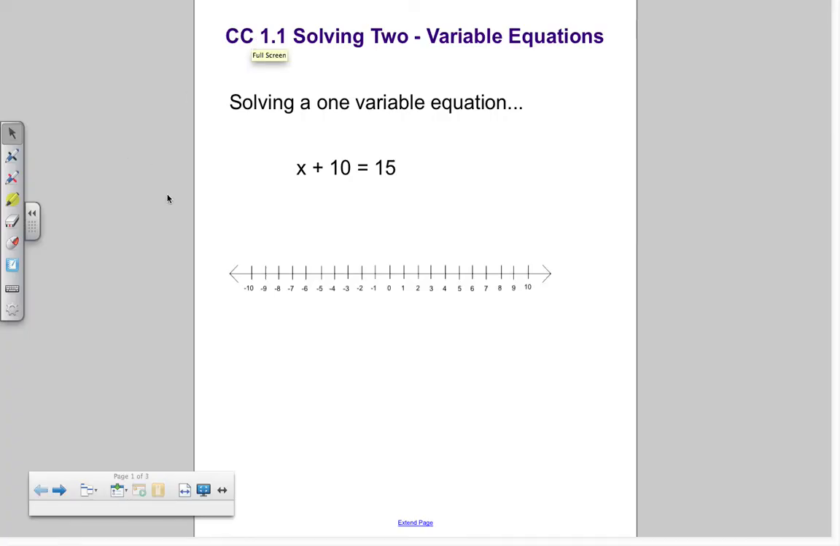Coconuts and crocodiles, 1.1, solving two variable equations. So welcome to the new book.